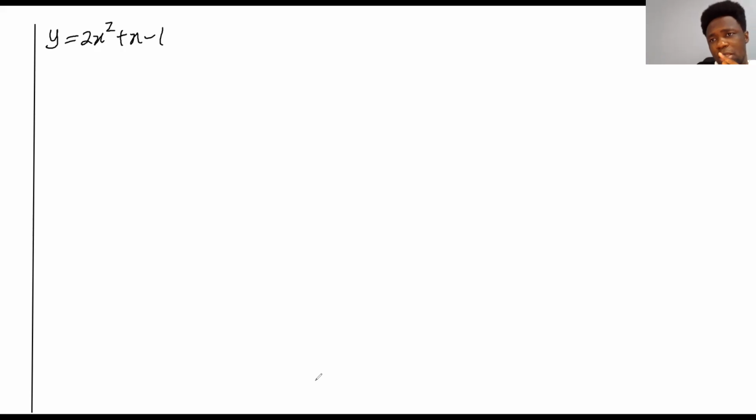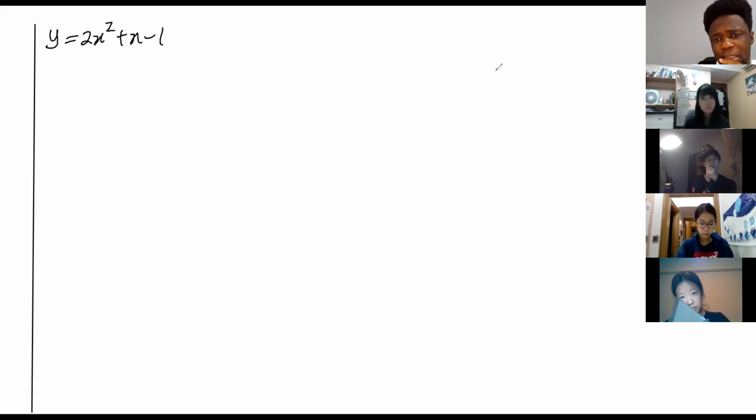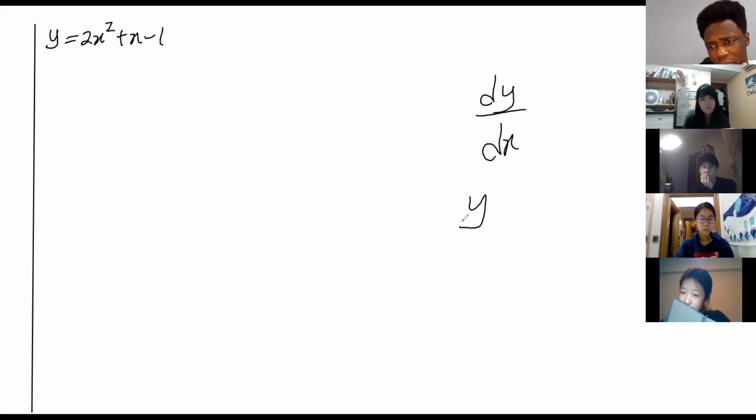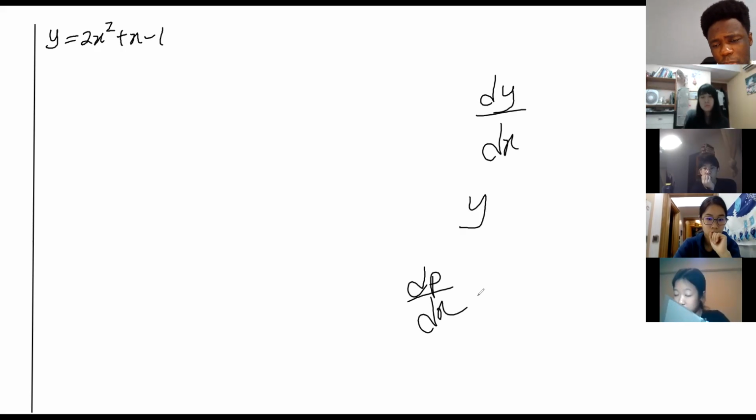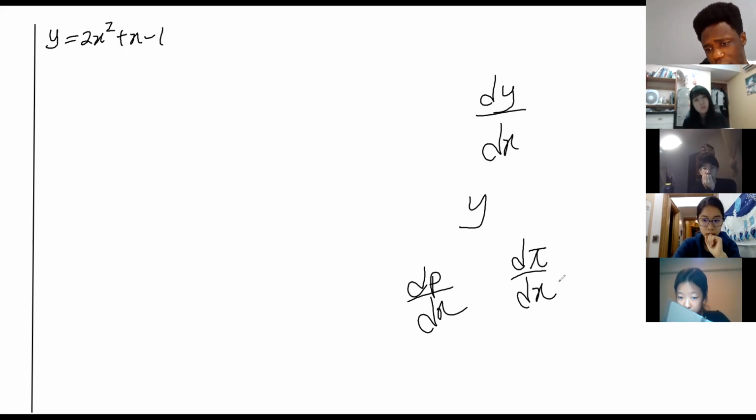So listen to this notation, everyone. dy by dx simply means the function is y. If the function is p, we will say dp by dx. If you are working on an economics problem, where I think pi is used to represent the profit function, it will be d pi by dx, if x is, of course, the independent variable. Understand?